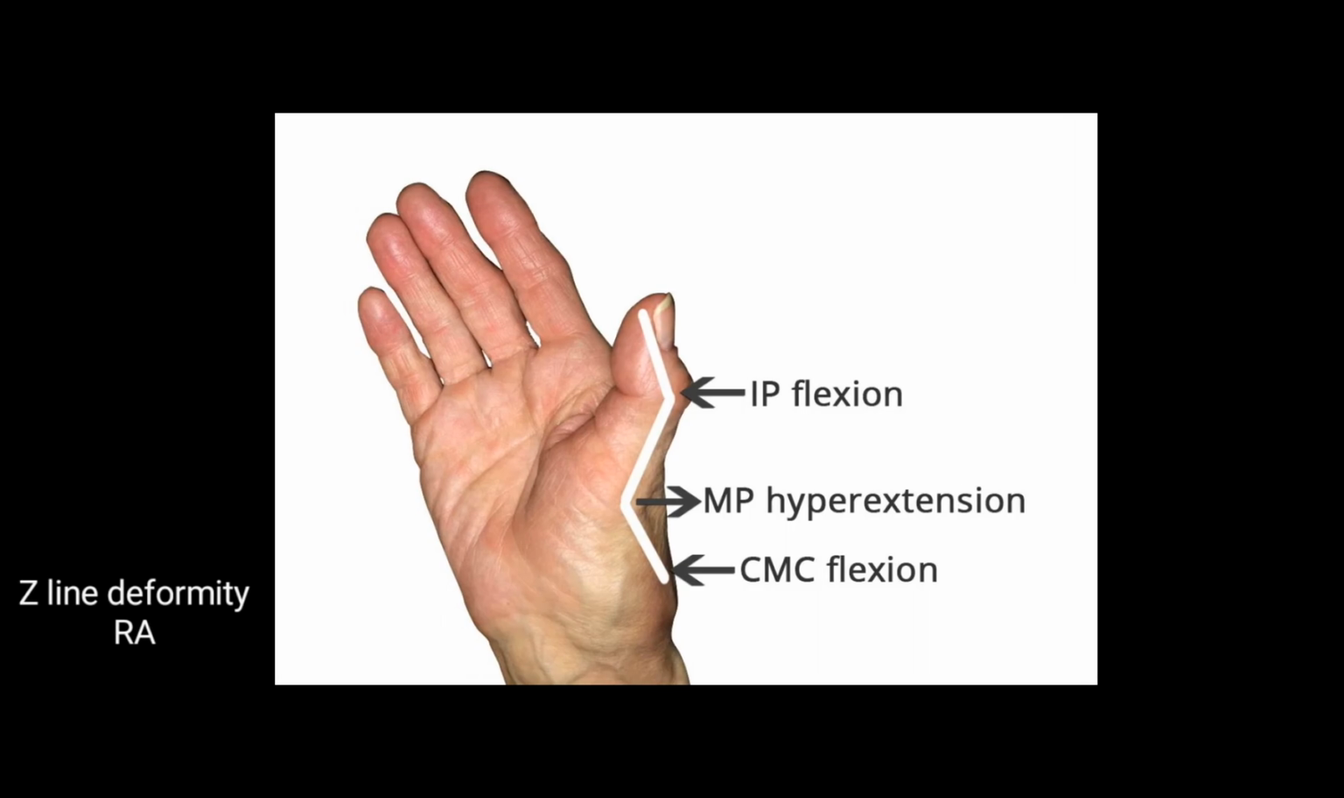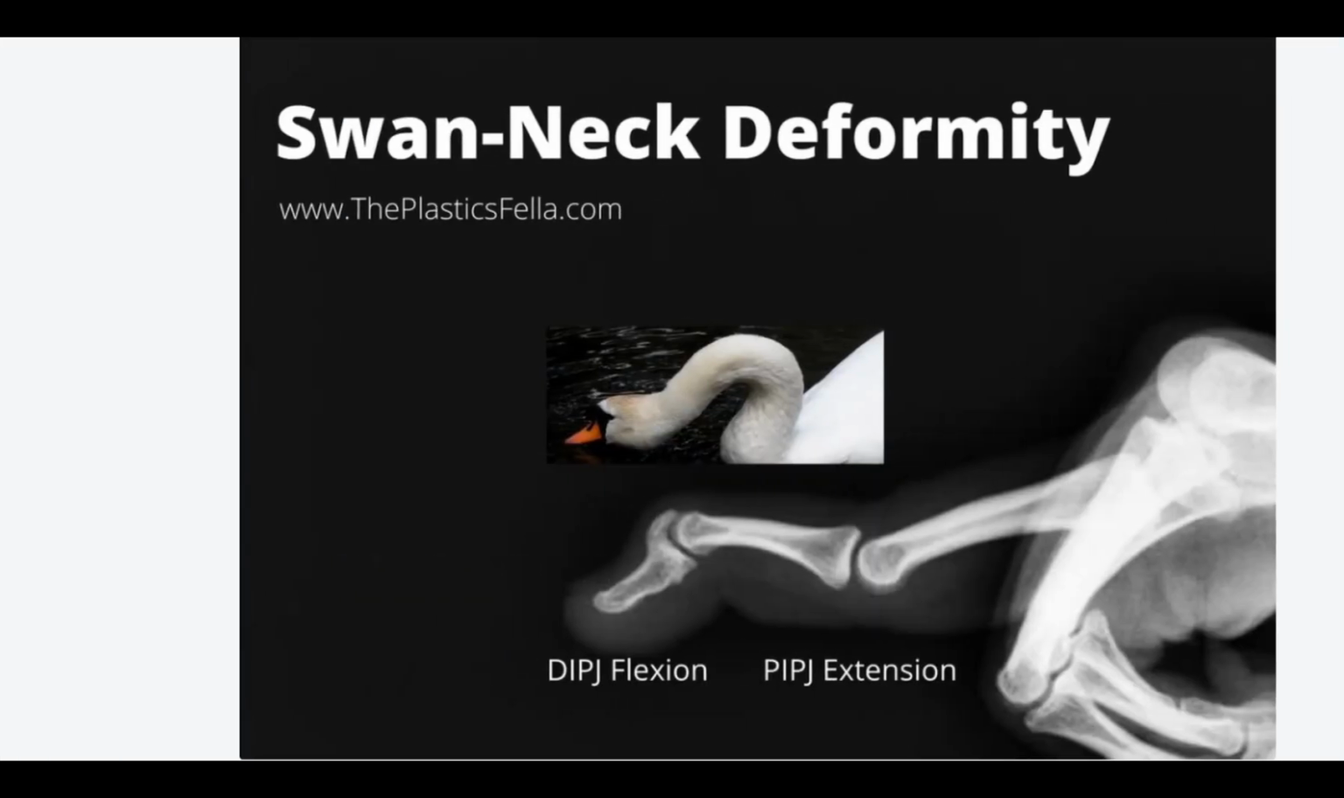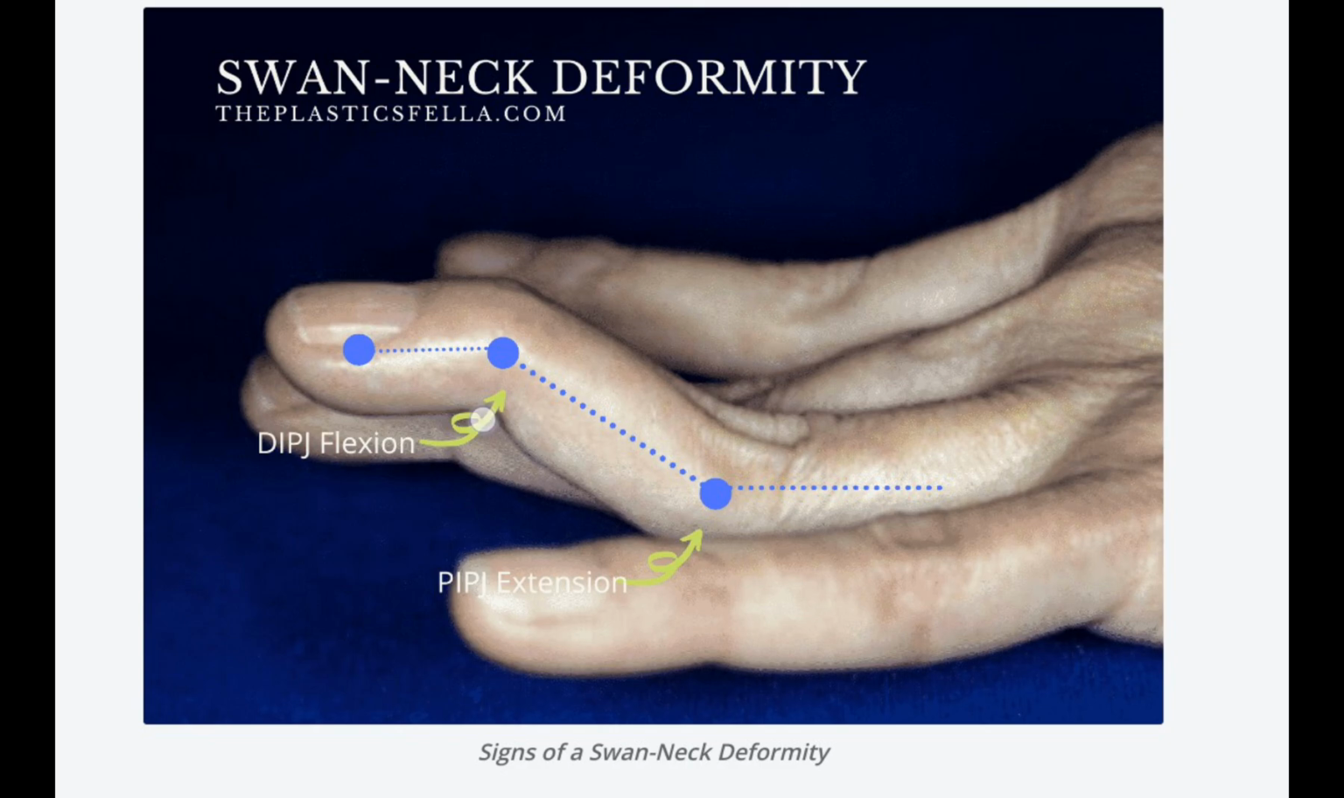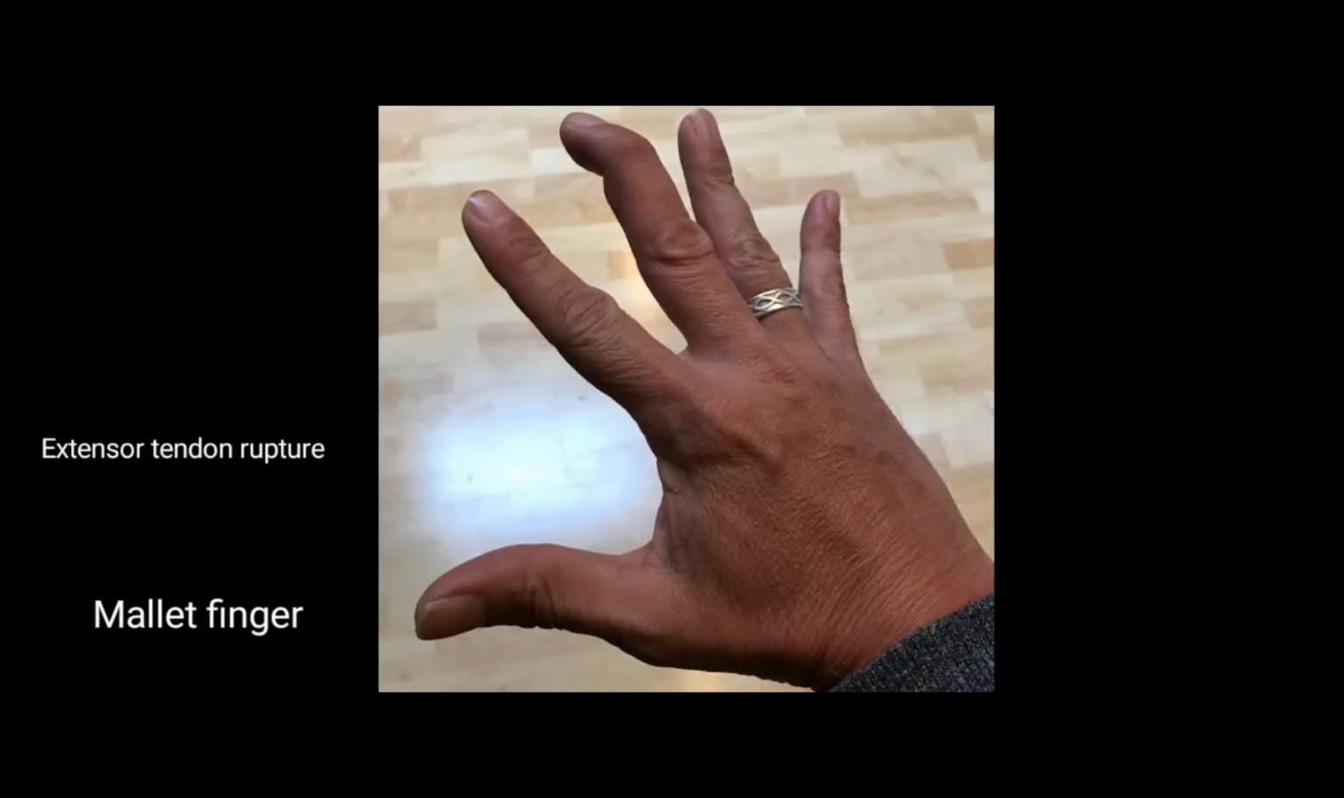Then Z-line deformity, it is carpometacarpal flexion. Then metacarpophalangeal hyperextension, and interphalangeal again flexion. Flexion, hyperextension, and flexion. Then this is again showing swan neck deformity, flexion at the distal interphalangeal joint. Then this is image of mallet finger.